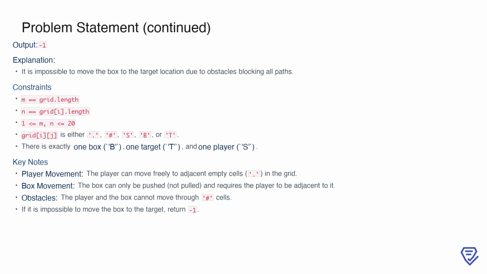In the second example, the output is -1, which indicates that it is impossible to push the box to the target. This happens because obstacles block all possible paths that the box could take to reach the target.